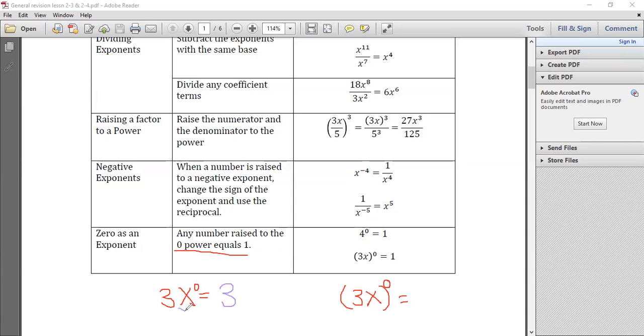Why? Because in this case, the power 0 is above only x. Then x to the power of 0 equals 1, and 3 multiplied by 1 equals 3. But in the second case, you have parentheses and above the parentheses you have power 0, so the answer will be 1. So please take care about this type of question. You have to care about where the exponent 0 is: above the variable only or above the parentheses. You got this point, grade 8?